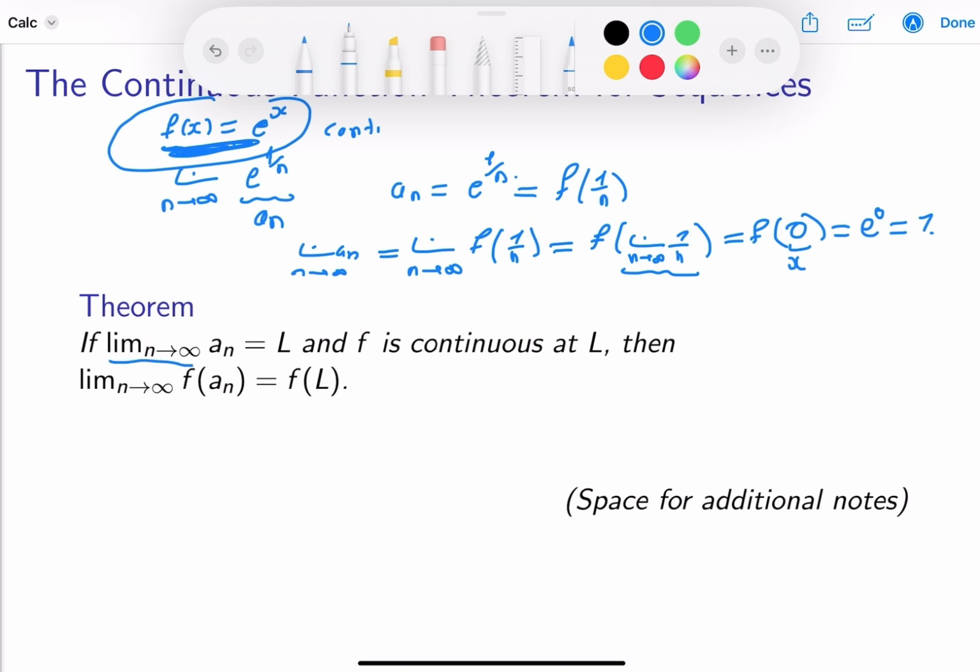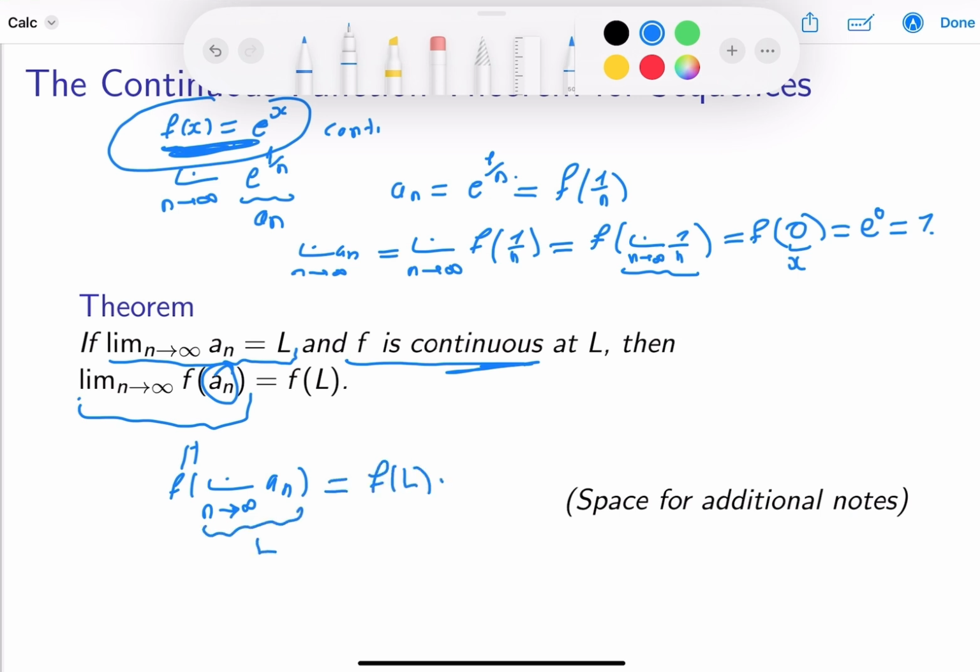So if the limit of a sequence a_n exists and is equal to L, and f is a continuous function, then if you take the limit of f of a_n, the limit will be the same as f of the limit of the inside, right? So you can pass the limit inside of f, and if this is L, then this is f of L, right? We're going to see an immediate application of this, and this theorem is very important. We're going to see an example to convey how important it is.